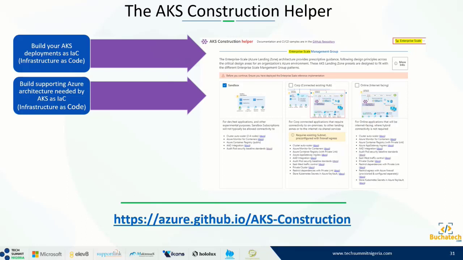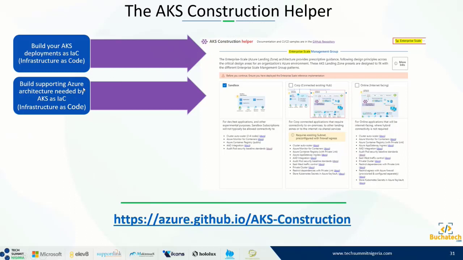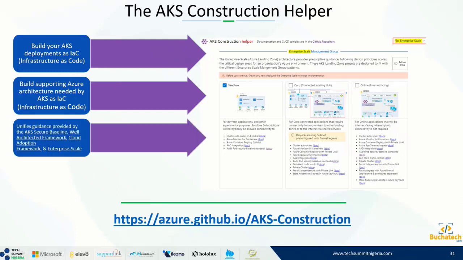So when you deploy Kubernetes, you typically need a container registry. You need an Azure virtual network. You might need some storage. You need an ingress controller. You might need Azure policy. You might need Defender for Cloud, right? So there's all these moving parts. Well, the AKS Construction Helper can help you deploy those other things too, like a container registry.